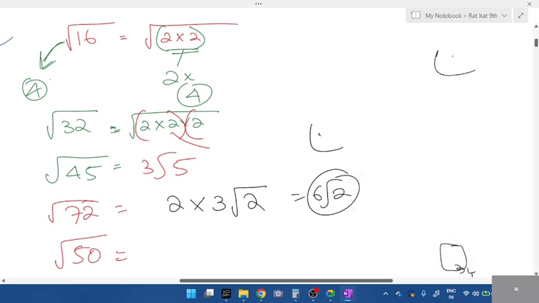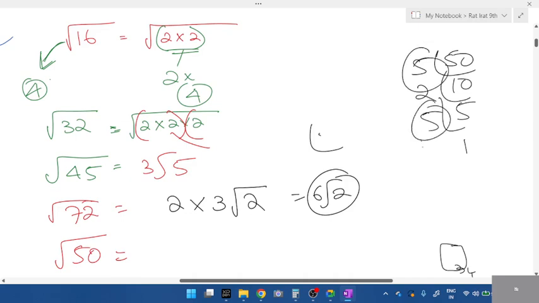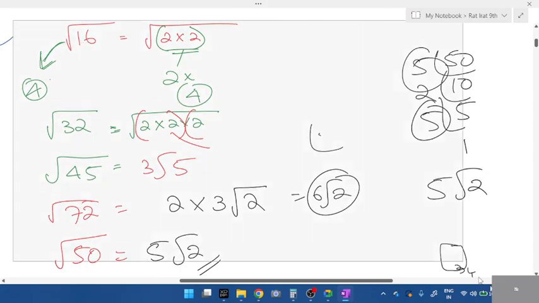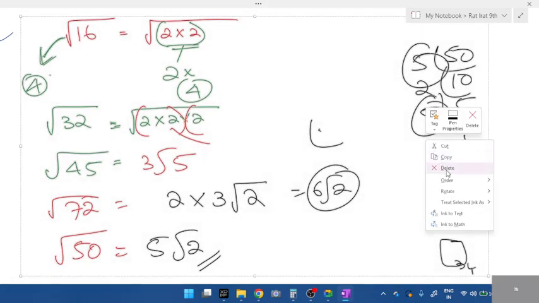Next, what is root 50, students? 5 into 10, 2 into 5, 5 into 1. Which one is repeated twice? So take 5 out. Whichever doesn't have a pair, keep it in root. Simple. The answer is 5 root 2. Understood? Both of you understood? Okay, Joven and Erin completed.